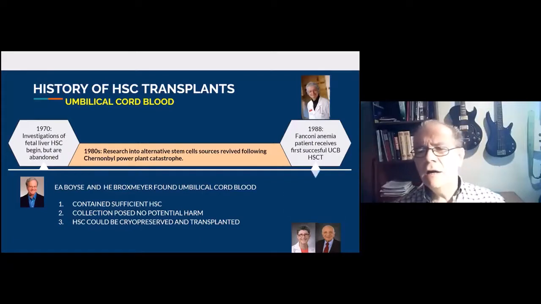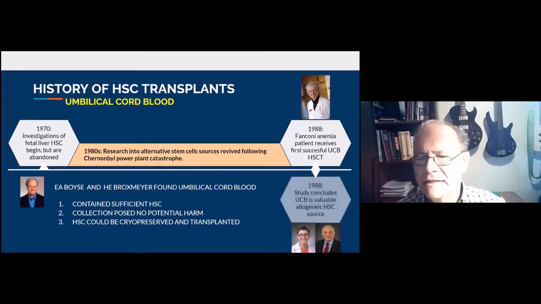In the early 90s, Dr. Joanne Kurtzberg from Duke University and Dr. Pablo Rubinstein from New York developed many studies that show umbilical cord blood is going to be a good source for allogeneic transplant.